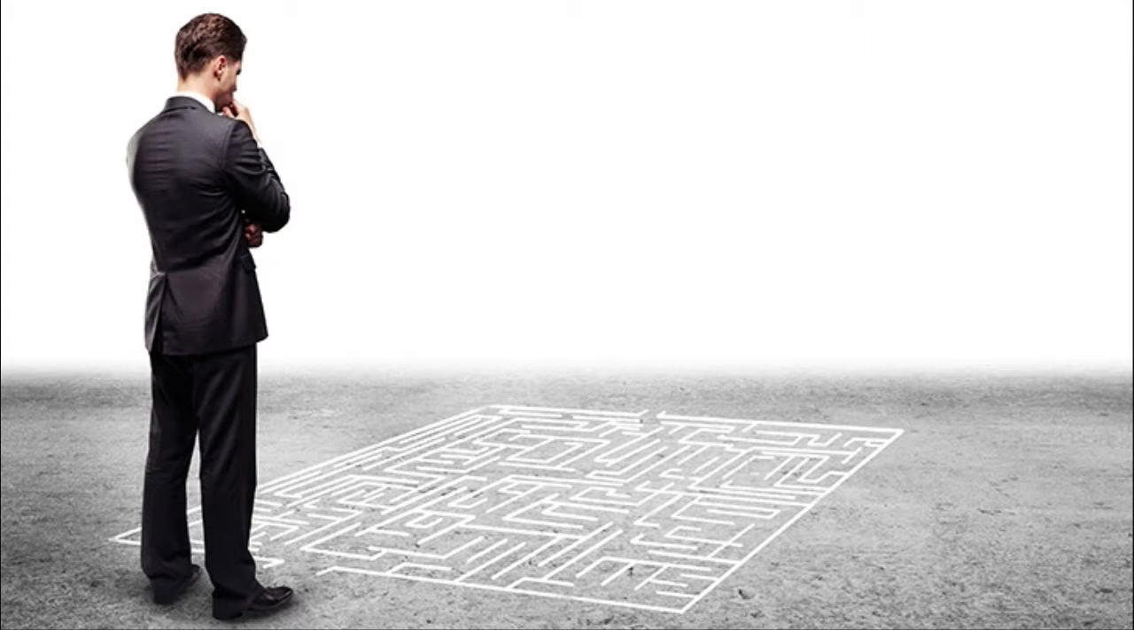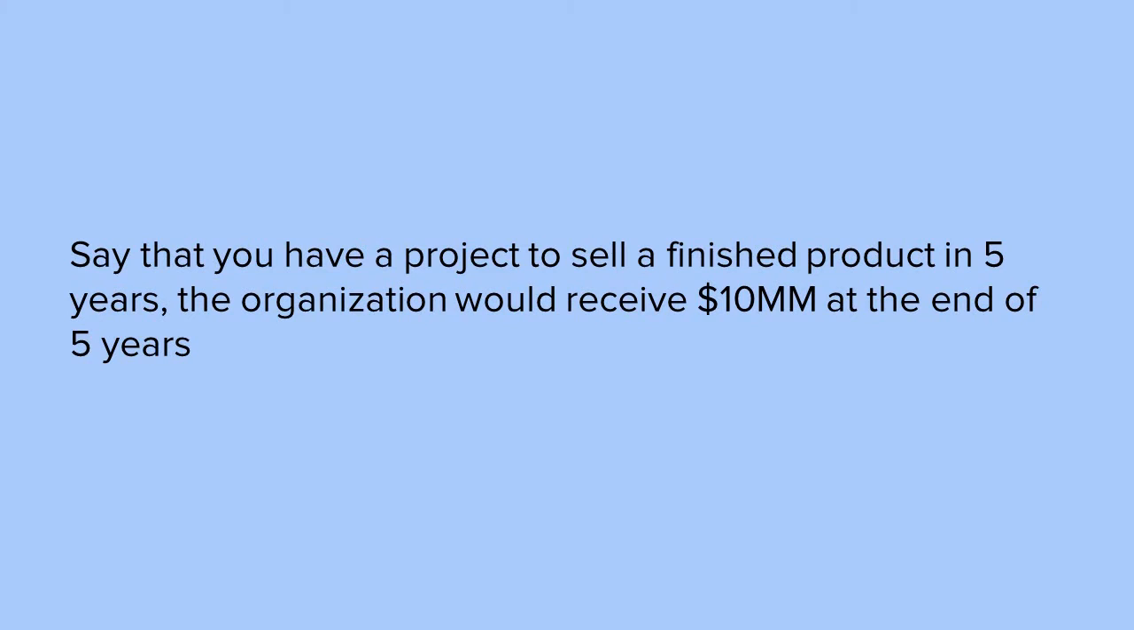If there is any uncertainty or risk associated with the cash flow in the future, the less that cash flow will be valued. Let's say you have a project to sell a finished product in 5 years. The organization will receive $10 million at the end of the 5th year. How do we calculate the present value of the amount, assuming the interest rate is 8% per year, compounded annually?